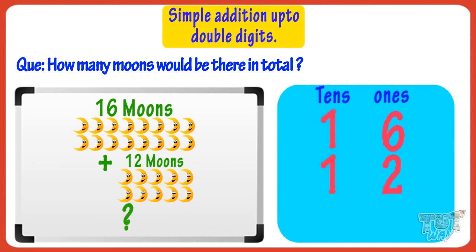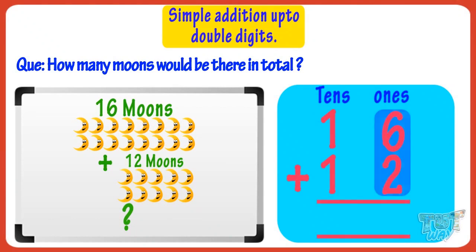Good. Now you have to add them. You will add them like 6 and 2 are in 1's place. Add them first. 6 plus 2, we get 8. So write 8 below them.